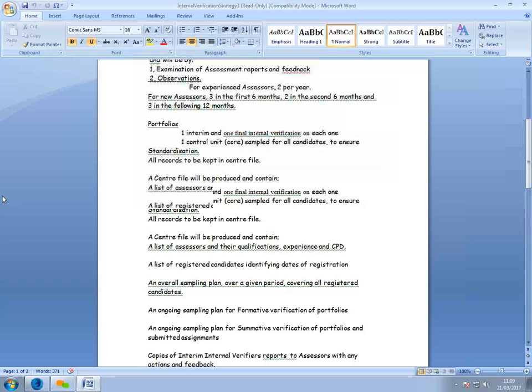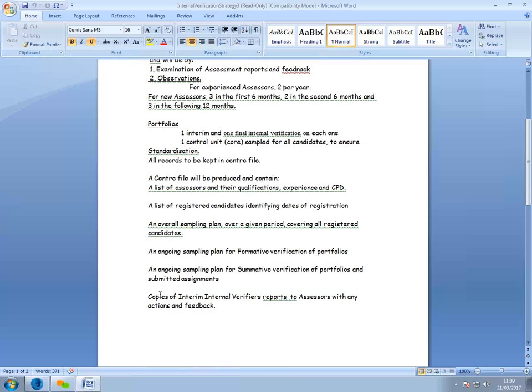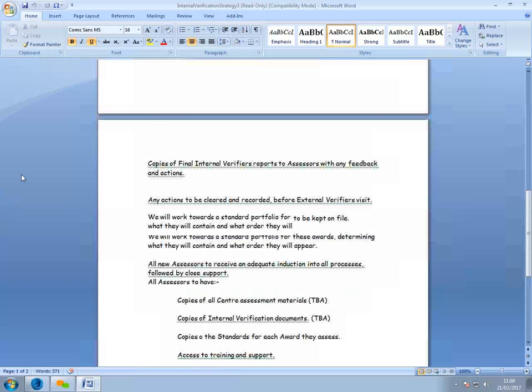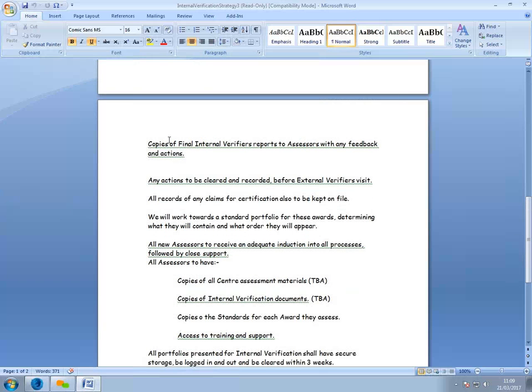An ongoing sampling plan for summative verification of portfolios and submitted assignments. And again, this will be the plan in ours. It's available electronically to do that. Copies of interim internal verification reports to assessors with any actions and feedback. So all these go in the centre file. Copies of final internal verification reports to assessors with any feedback and actions.